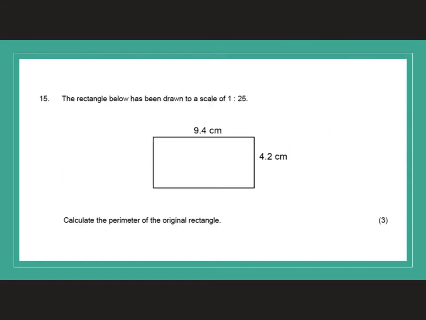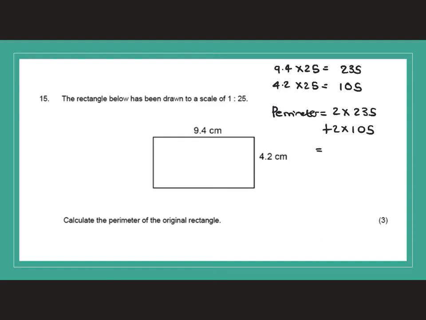Question 15. The rectangle is at a scale of 1 to 25, so we want the perimeter of the original rectangle. That means we need to scale up each of these. 9.4 needs to be multiplied by 25, which gives us 235. 4.2 needs to be multiplied by 25, which gives us 105. So the original perimeter would equal 2 lots of 235 plus 2 lots of 105, which comes to 680 centimetres.